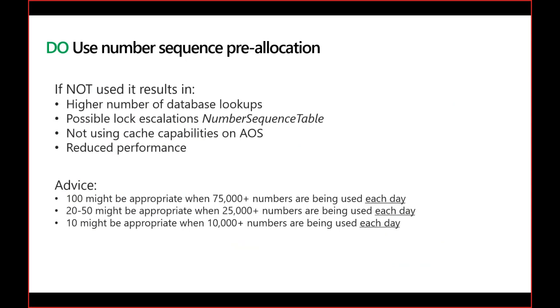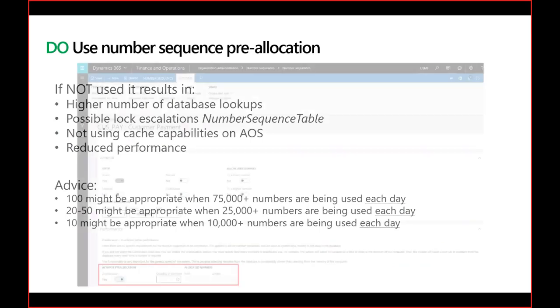Just put here an advice, which could be an initial advice about what the setting could be. Again, this should be tested. It's not an official recommendation here. It's more like a rule of thumb that I added, a recommendation on what should be a good initial setting for a certain number sequence, depending on how many numbers are consumed. And these numbers are per business day here.